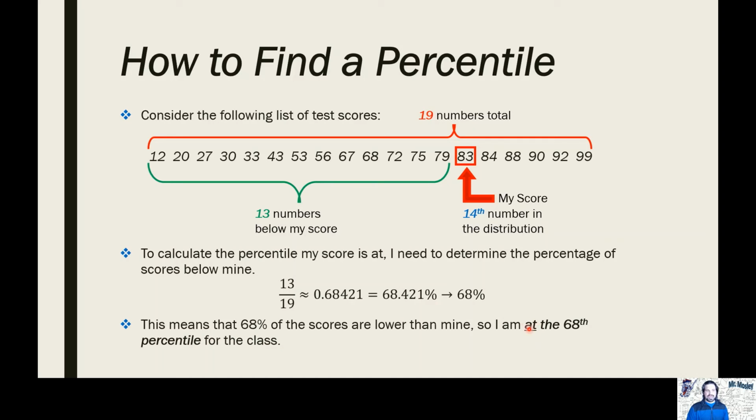It's important that you say that you're at a percentile, you're not in a percentile. That's a specific verbiage that they're looking for on the AP exam. You should say, I am at the 68th percentile, or the score is at the 68th percentile.